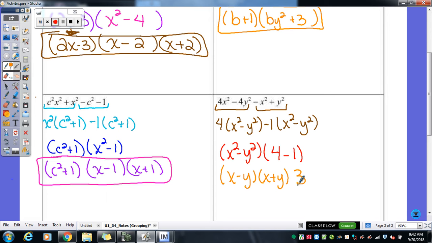So you can either leave the 3 at the end. I have a hard time doing that only because I had a math teacher who would never let us do that, and she would literally rip our papers up in front of us if we didn't put it out in front.